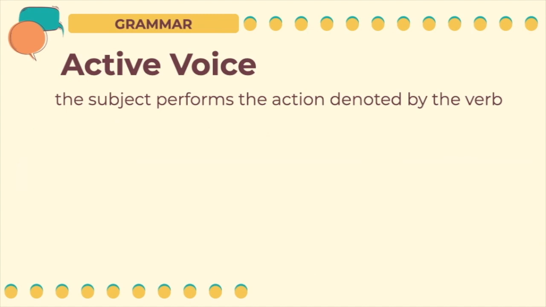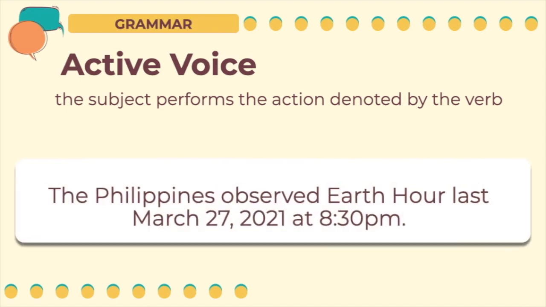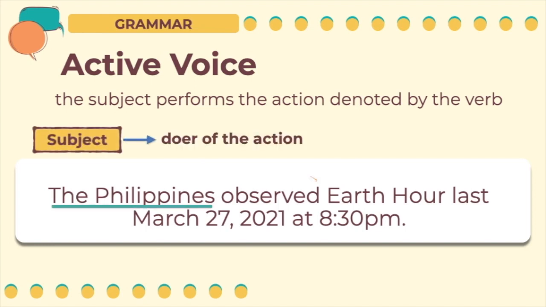Let's have another example sentence in active voice. The Philippines observed Earth Hour last March 27, 2021 at 8:30 p.m. The doer in this sentence is the Philippines, which acted out the verb observed, and the Earth Hour is the direct object that receives the action.